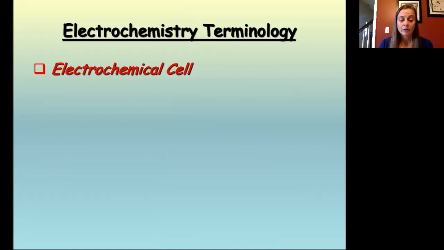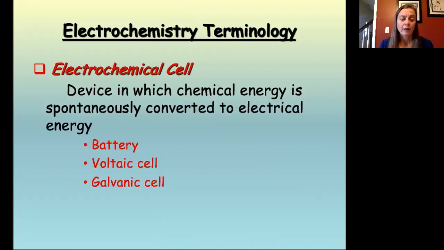All right, a few more terms. Electrochemical cells are cells where electrons are transferred. We frequently use the term electrochemical cell to talk about a spontaneous cell, but an electrochemical cell in and of itself is not necessarily spontaneous. But if we talk about a voltaic cell or a galvanic cell, now it has to be spontaneous. Batteries are great examples of electrochemical cells. They are also frequently referred to as voltaic or galvanic cells.